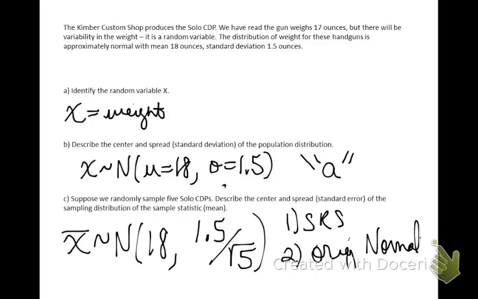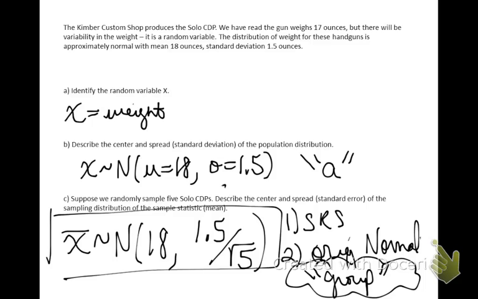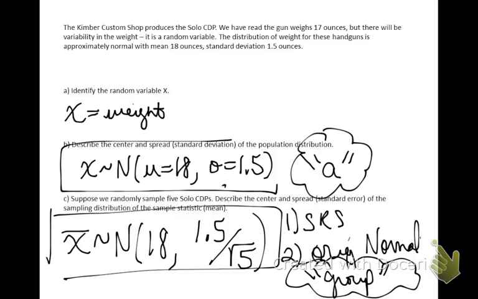One last thing we should point out before we move on is that X bar is no longer dealing with 1. It's dealing with a group, and here we're dealing with groups of 5. So we're going to be looking for words like average or group when we work out word problems using this distribution, and we're going to be looking for words like A when we work out word problems with the other distribution.